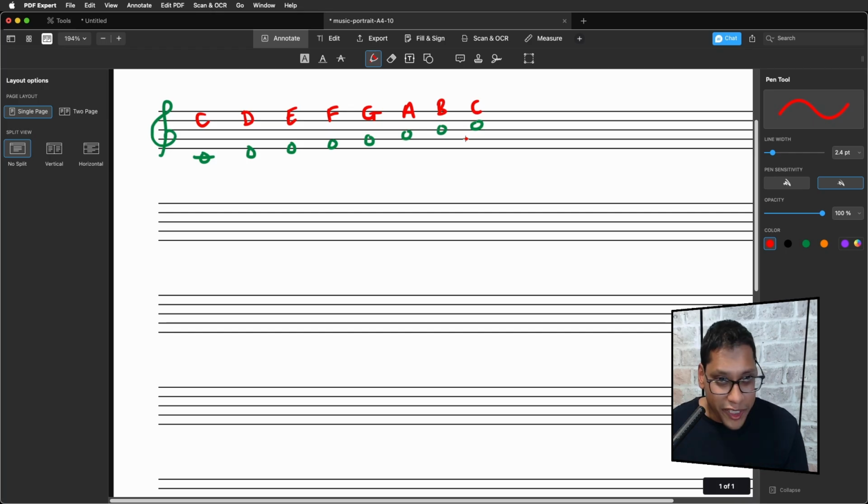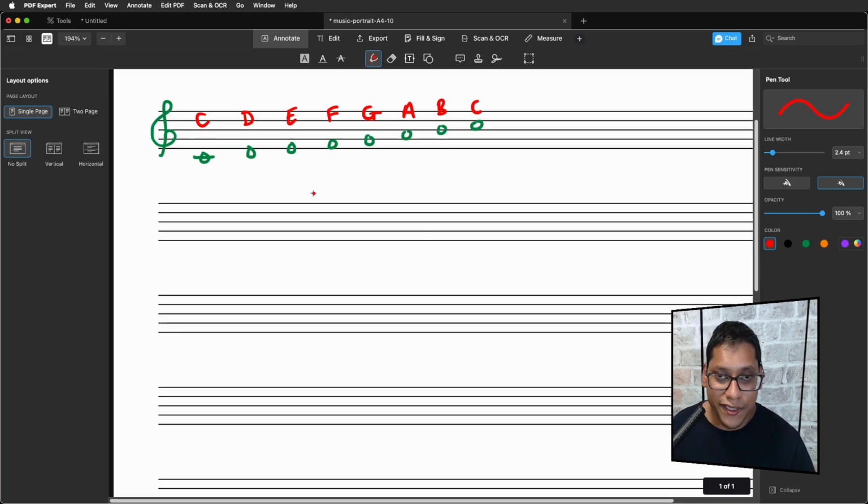But those are not the only intervals we have in scales. We can get wider intervals from scales as well. C, D, E is a third. 4 letters, a fourth. 5 letters, it's a fifth. C to A is a sixth. And C to B is a seventh.